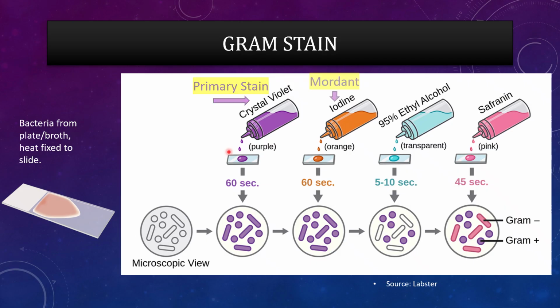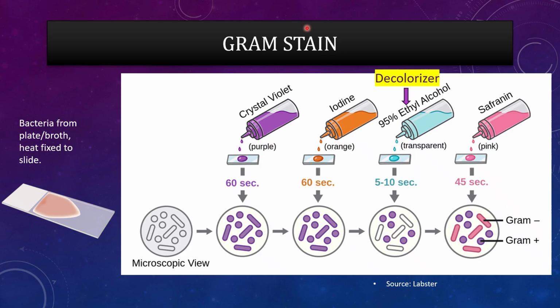After 60 seconds, we're going to rinse it over with water and then add in our mordant, which helps bind this primary stain more effectively with the bacterial cell. The mordant we're going to use is gram's iodine. We're going to add it for 60 seconds and then rinse it with water as well.